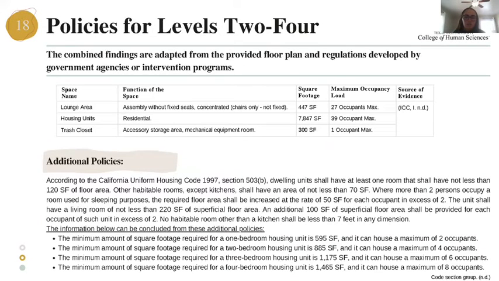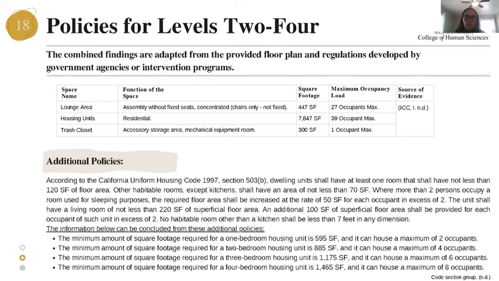Based on the International Building Code, the following policies can be determined for levels 2 through 4 of the facility. Due to the California Housing Code, each housing unit will be required to contain a certain amount of square footage, and these requirements will need to be taken into consideration with the International Building Code policies.